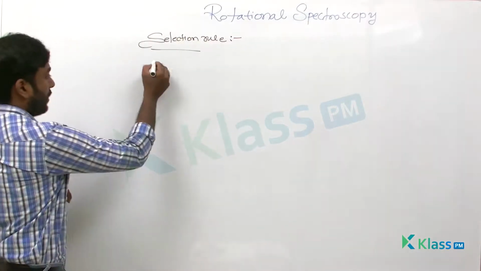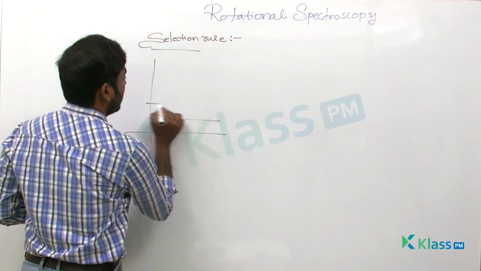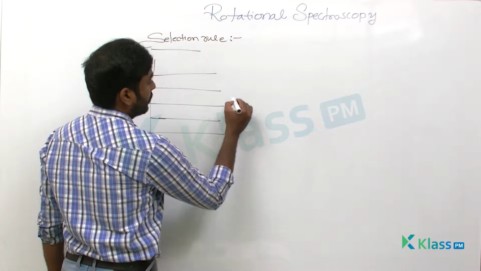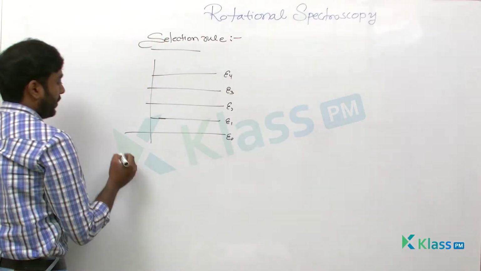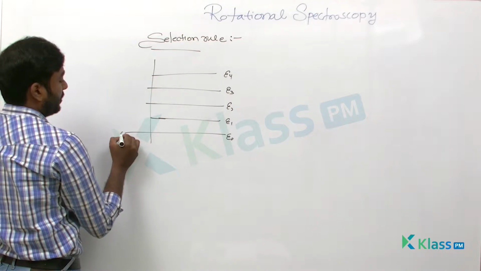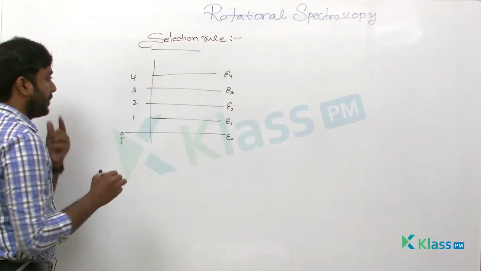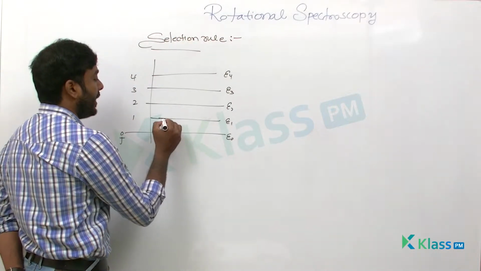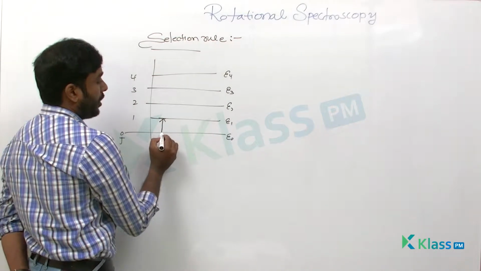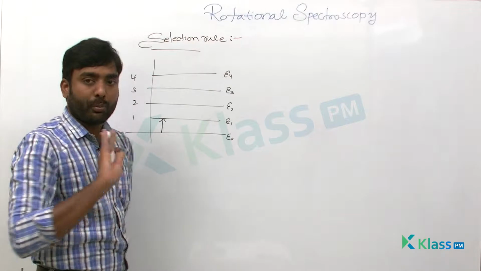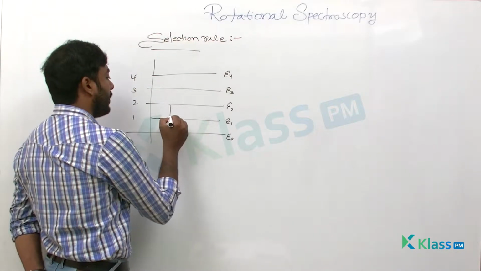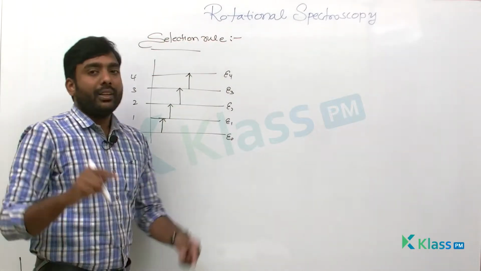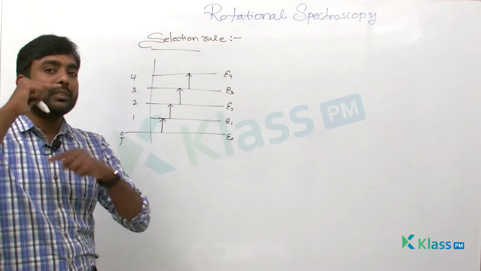Which means, these are my different energy levels: epsilon 0, epsilon 1, epsilon 2, epsilon 3, epsilon 4, with respect to J values 0, 1, 2, 3, 4. The transition always goes from one energy state to its immediate successive higher energy level, E0 to E1, but E0 to E2 is not possible. If it wants to go to E2, it will go from E1 to E2, then E2 to E3, E3 to E4. So the transition is always between two successive energy levels.